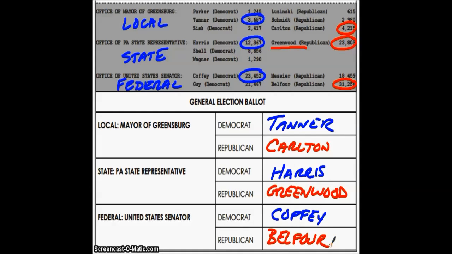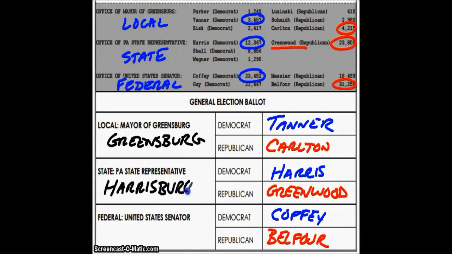So think of where these people are going to serve. In the mayor race, the winner is going to serve in Greensburg, the city in which the mayor governs. For the Pennsylvania state rep, those people will represent the area in Harrisburg, PA, which is the capital of Pennsylvania, and then the U.S. senators are going to represent the area in Washington, D.C. So that's what we do with primary elections.